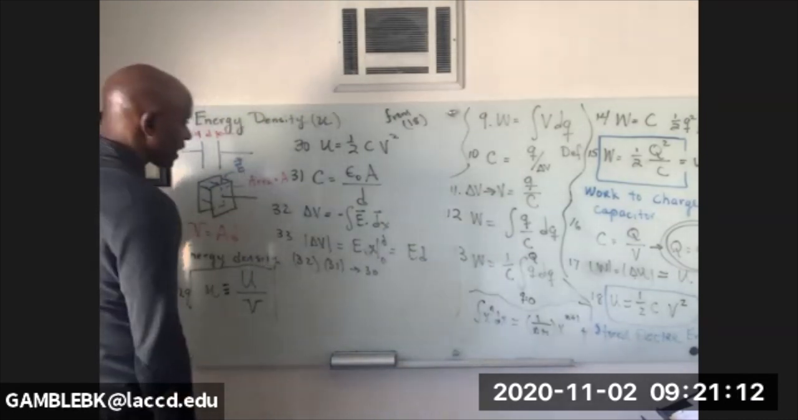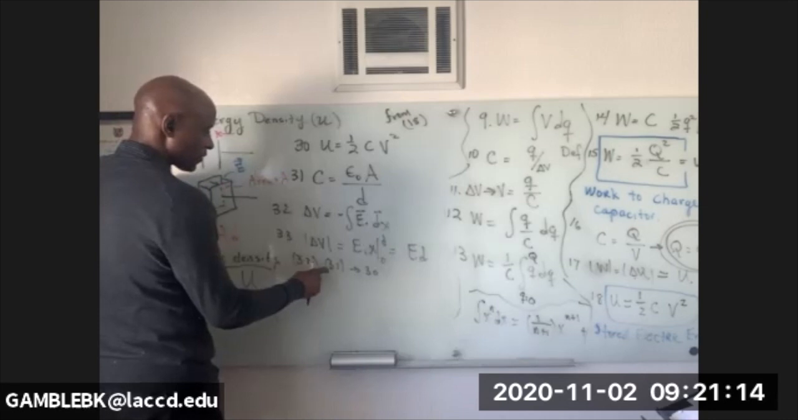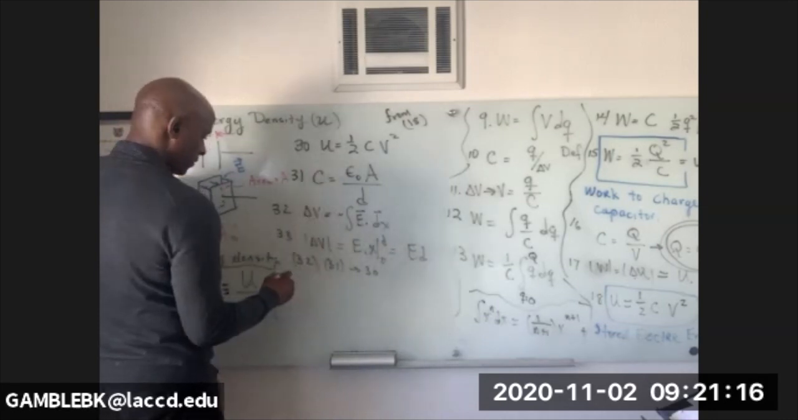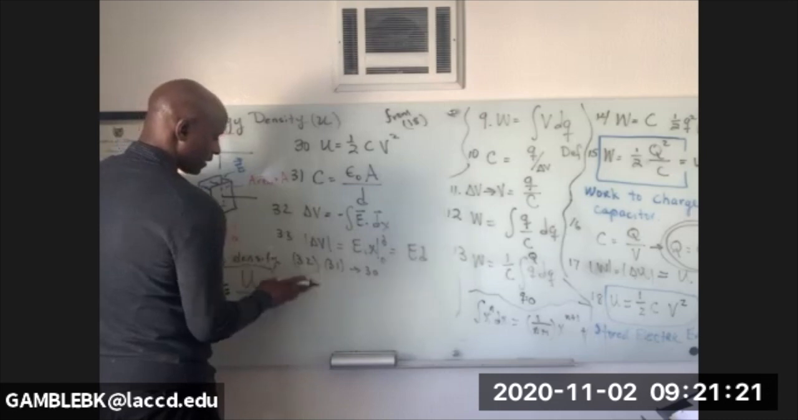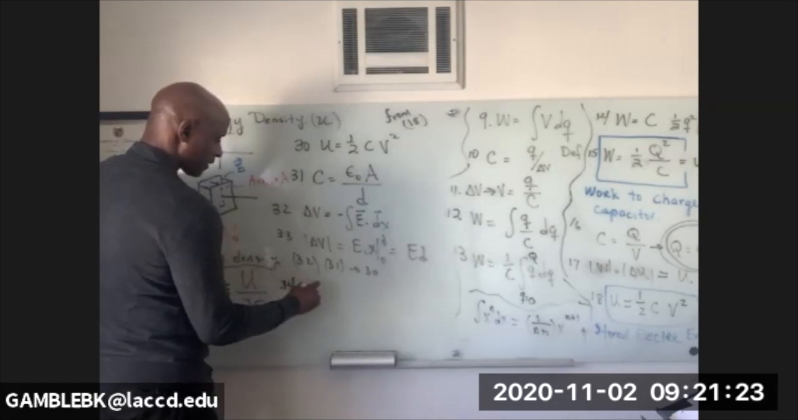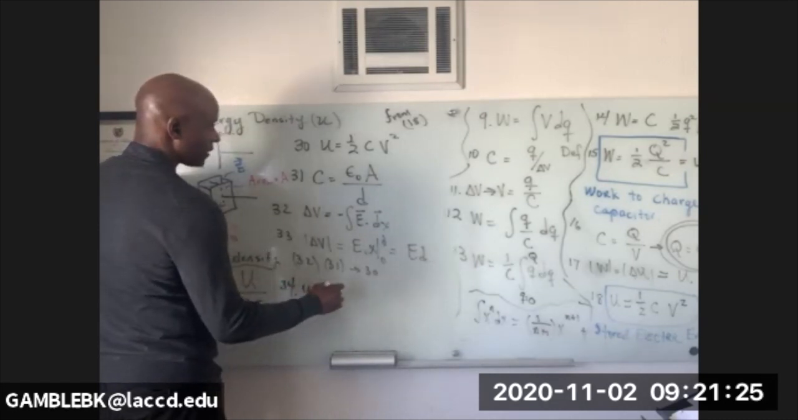So now let's do the algebra again. So 32 and 31 go into this guy. So 1/2 energy is equal to 1/2 C.